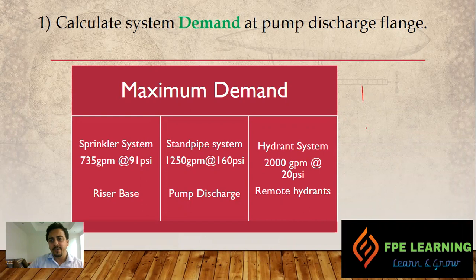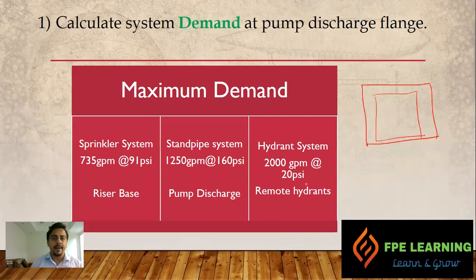So let's say this is your facilities which contains some hydrant lines and then sprinkler system and standpipe system for this scenario, and all the demands are here. Let's say for the sprinkler we have 735 GPM at 91 psi, for standpipe system 1250 GPM at 160 psi, for hydrant 2000 GPM at 20 psi.